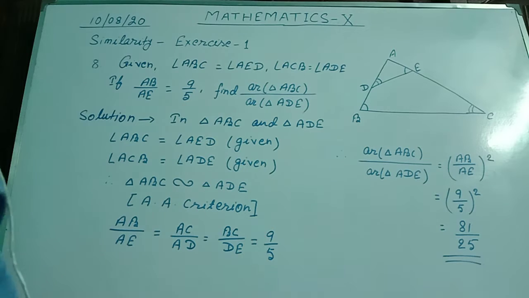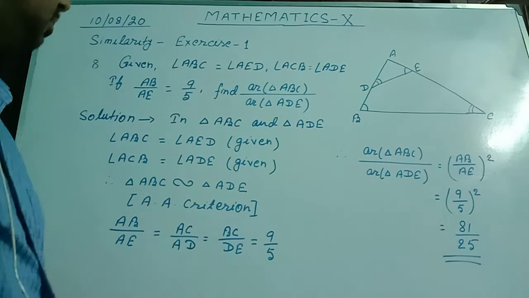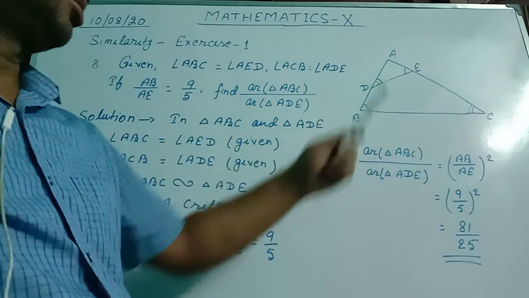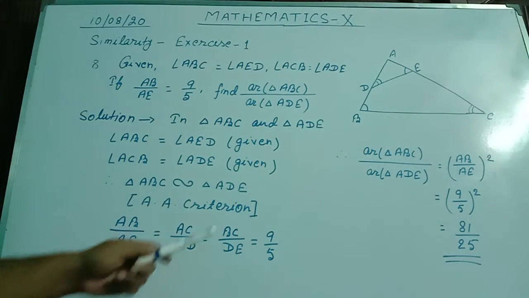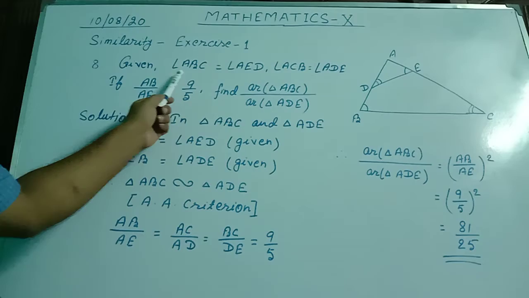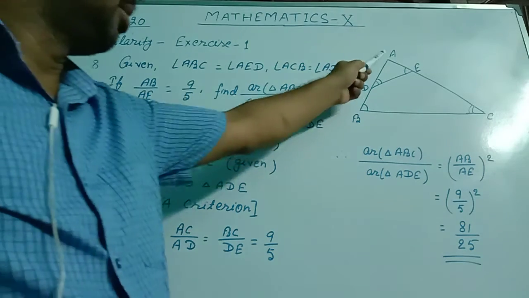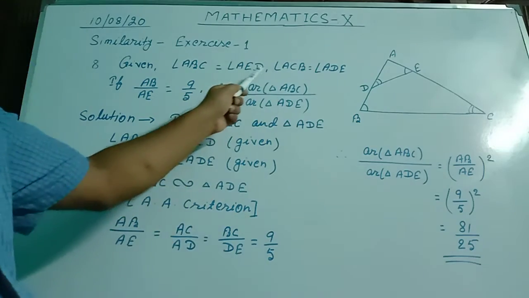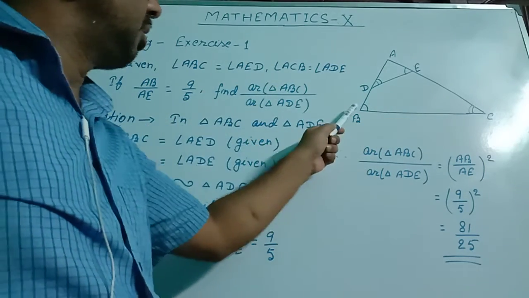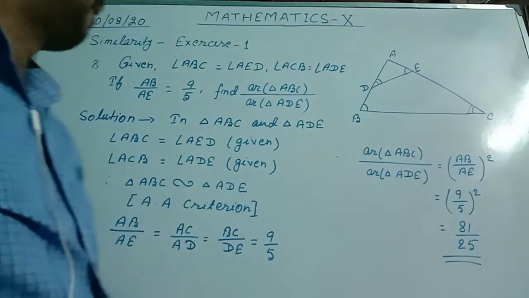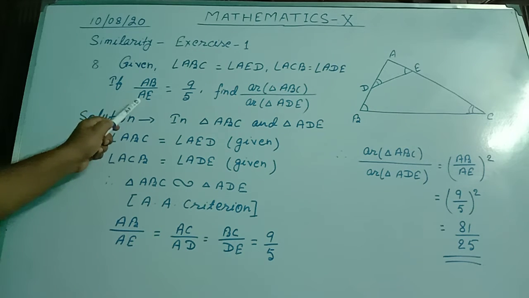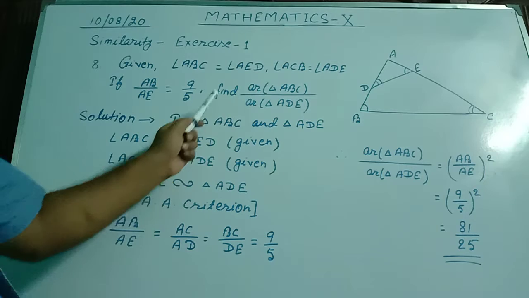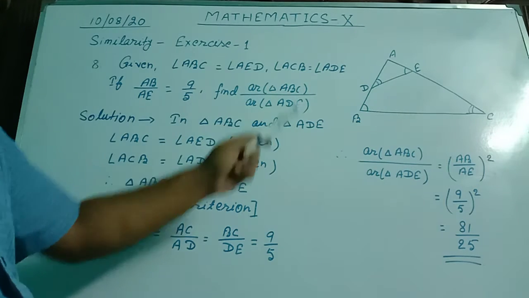In this chapter of similarity, we are solving exercise 1, question number 8. In this question, one figure is given, and the information is: angle ABC is equal to angle AED and angle ACB equal to angle ADE. If AB by AE equal to 9 by 5, find area of triangle ABC by area of triangle ADE.